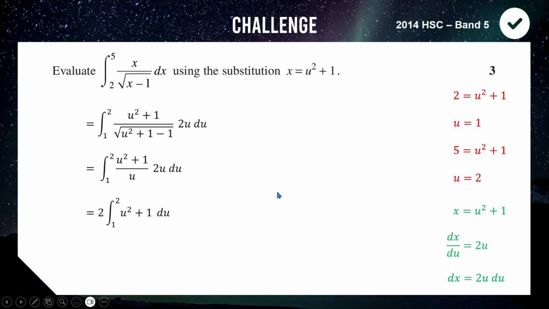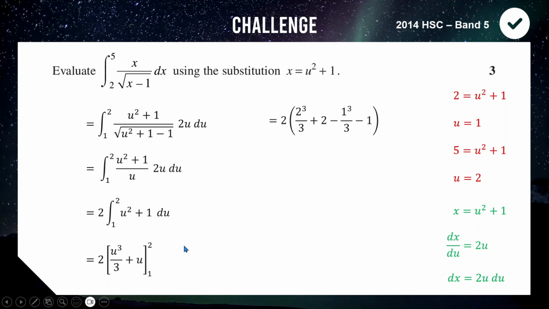If you get this far, the rest of the question is very simple. Let's rip into it. Let's use our power rule. u squared integrating to u cubed on 3, 1 integrating to u, and now we have our limits of 2 and 1, and I'm just keeping the 2 out the front, but not forgetting about it.